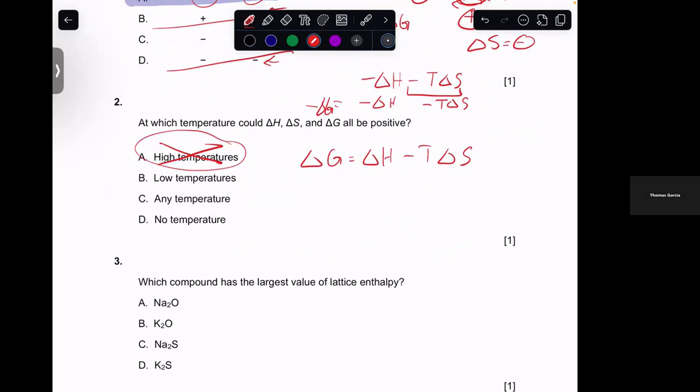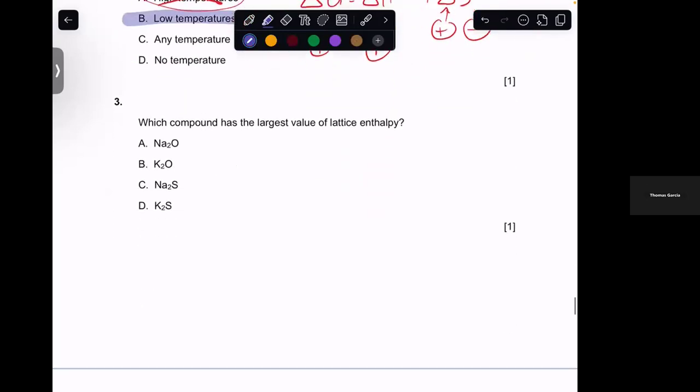All right, let's look at low temperatures. At low temperatures, T is essentially negligible. When you see low temperature, you can basically assume T is approaching zero. And you can start using sort of limits and that sort of thinking, which means delta S doesn't matter. Delta S could be positive, delta S could be negative, who cares? But really, it means delta G is reliant on delta H. And if delta H is positive, then delta G is positive. So at low temperatures, we can achieve delta G, delta H, and delta S all being positive.